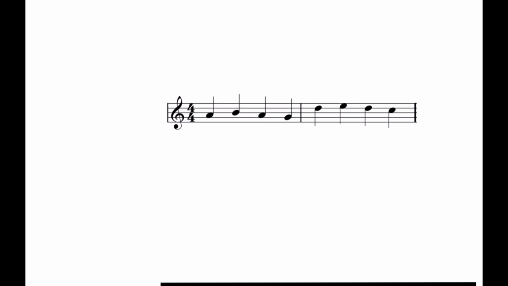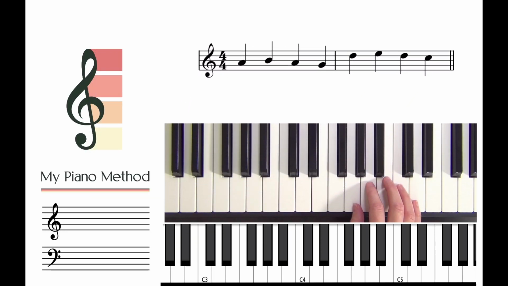So let's take a look at this passage and I'll show you what I mean. So this passage with no slurs on would sound normal, which would be like this. If I add some slurs in, then I have to play these notes more smoothly, so legato. So they would sound like this.